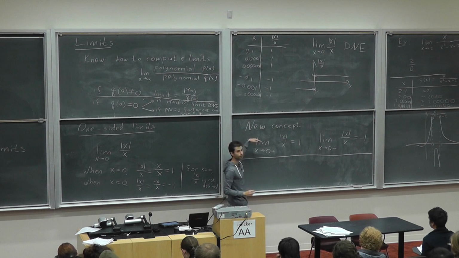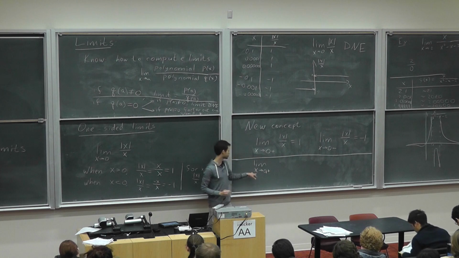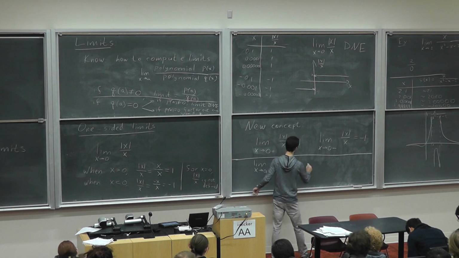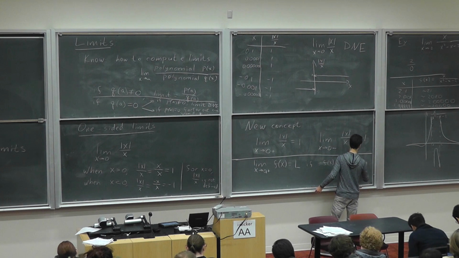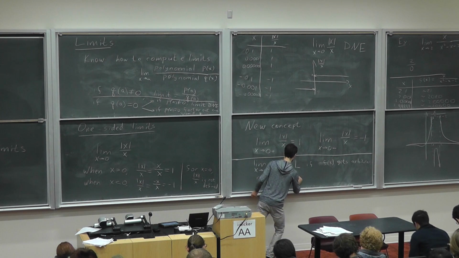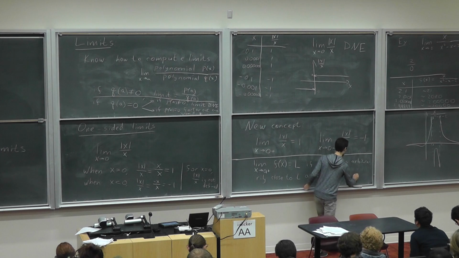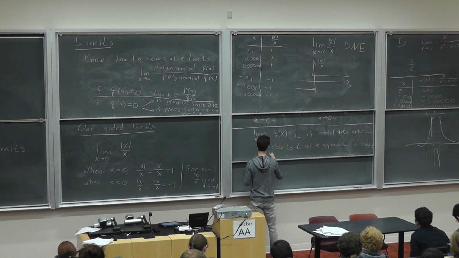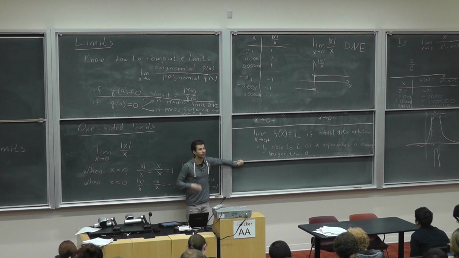So let me give a more formal definition. We say that the limit as x approaches some value a from the right, and the notation is x approaches a plus, of our function is equal to some number L if f of x gets arbitrarily close to L as x approaches a, staying larger than a. So this is the concept of one-sided limit.